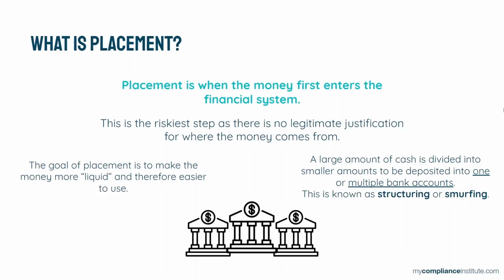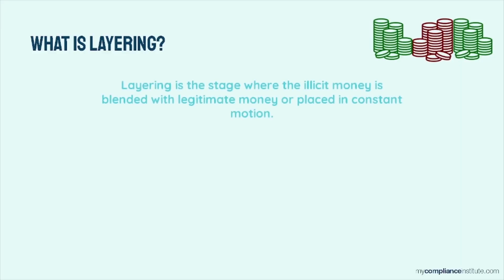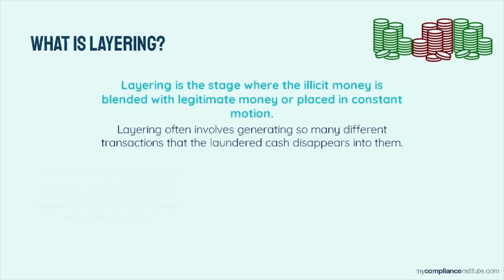different banks. The second stage of money laundering is called layering. This is the stage where illicit money is blended with legitimate money, or placed in constant motion. So, layering often involves generating a number of different transactions in a way that the origin of the laundered cash becomes hard to trace. For instance, illicit money can be used to gamble, then placed into stocks, then shuffled around in different currencies in different countries, or be transferred into bank accounts in different countries, then used to buy financial products like life insurance policies.